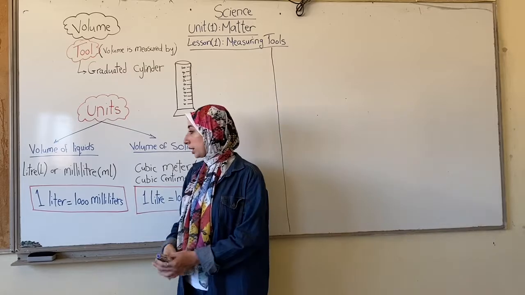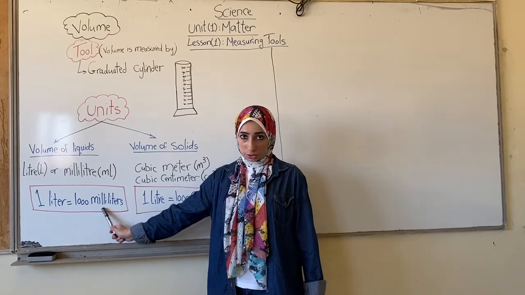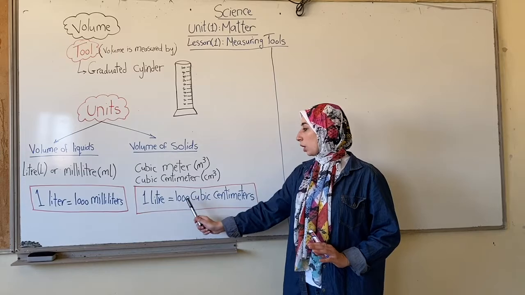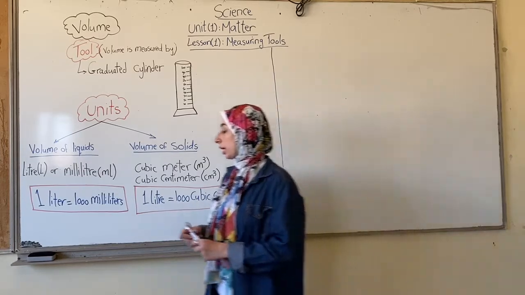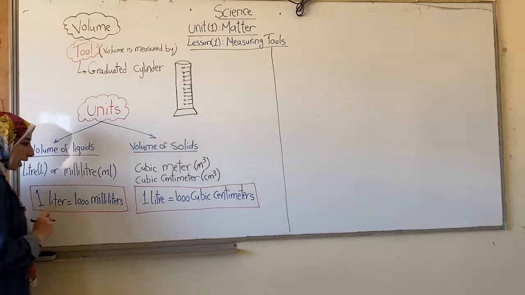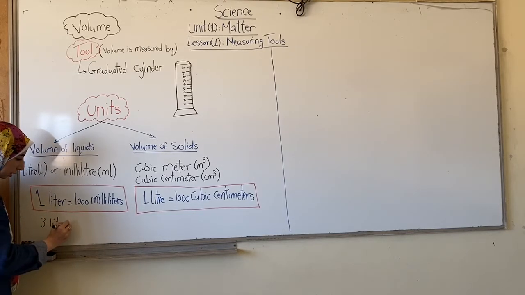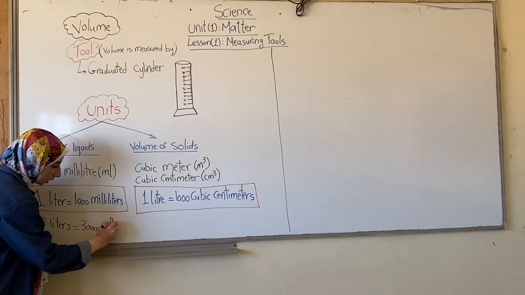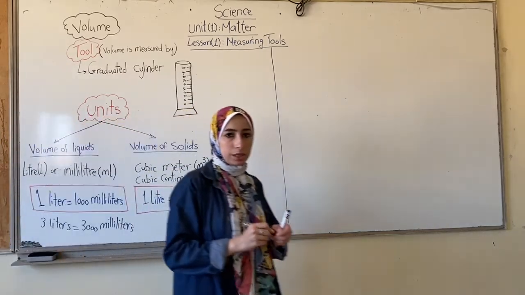You have to know that 1 liter equals 1,000 milliliters. It's a rule. And also 1 liter equals 1,000 cubic centimeters. Again, we can have a question. For example, 3 liters will equal 3,000 milliliters. Did you get it? Okay, so let's recap again.